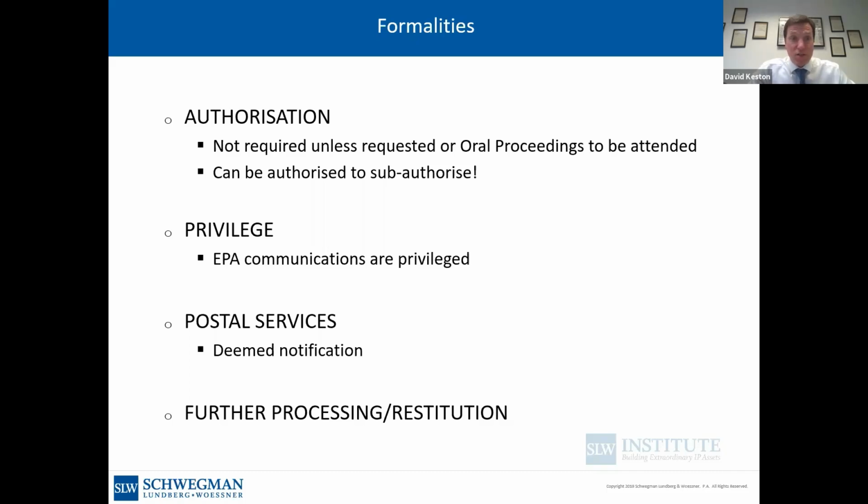And there is a fee associated with further processing. It can be quite a major fee. So your EPA will also be trying to get to a point where he can minimize at least some of the further processing fee. Where the omitted act includes payment of a large fee, such as the examination fee, that can be a further processing surcharge of 50% of the unpaid fee. So that can be 1,000 or more euro, which he may or may not want to avoid.